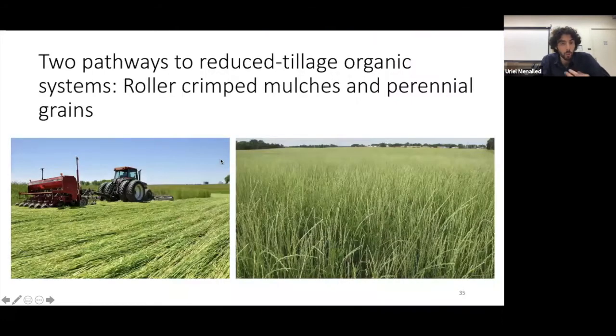And I'm looking at two pathways to reduce tillage. I'm looking at a roller crimped system, which is a system that rolls a cover crop with a very heavy roller to terminate the cover crop and create a mulch, and then seeds a cash crop directly into that rolled mulch. And I'm also looking at reducing tillage through perennial grains. So these are crops that stay in the soil for multiple years. And I have 4 big experiments planned for my PhD.